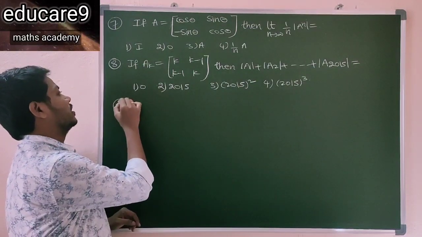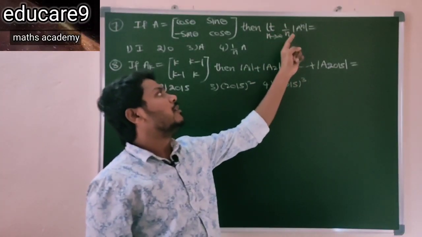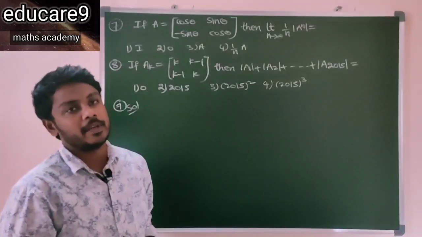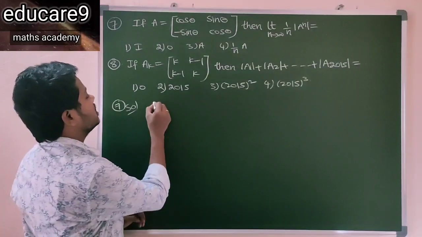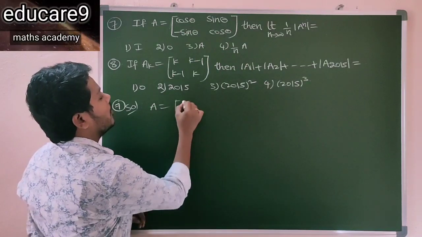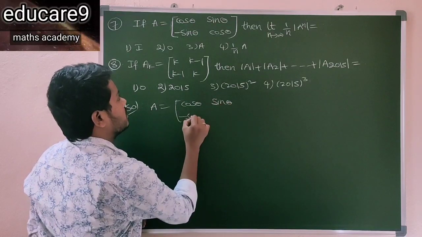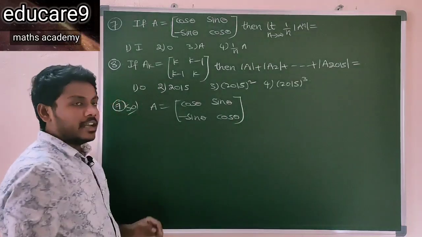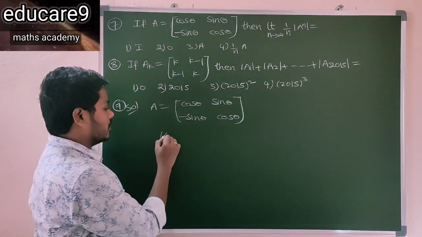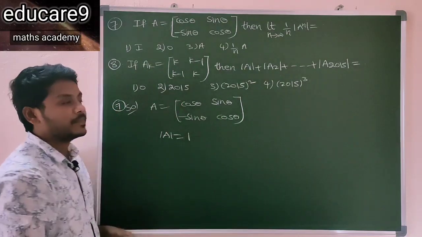See the next one, seventh solution. Your matrix A is given. Then find the limit as n tends to infinity of 1 by n times determinant of A^n. So first you need to find the determinant of A. Here A is equal to [cos theta, sin theta; minus sin theta, cos theta]. Next find the determinant of A. So the determinant of A is cos square plus sin square, that is 1.